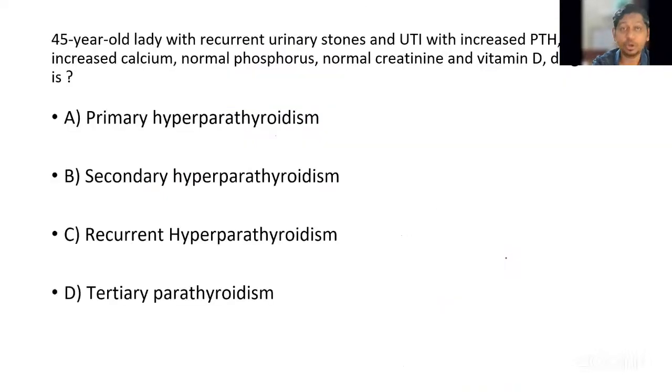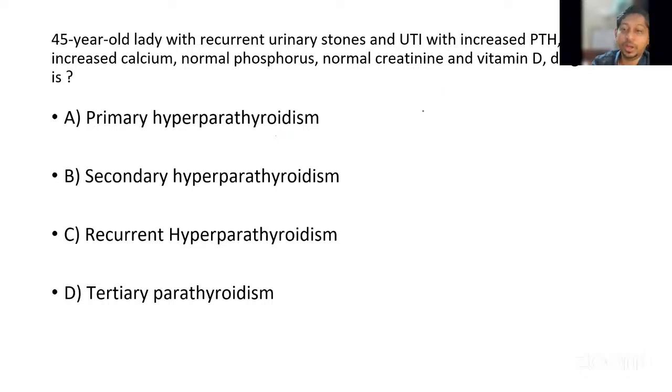It's a recent molecule that is used for fluorescence imaging in sentinel lymph node biopsy for breast cancer. Okay, so this clinical scenario: 45-year-old lady with recurrent urinary stones, UTI, increased PTH, increased calcium, normal phosphorus, normal creatinine and vitamin D. What is the diagnosis? Primary hyperparathyroidism, secondary hyperparathyroidism, recurrent hyperparathyroidism, or tertiary hyperparathyroidism.